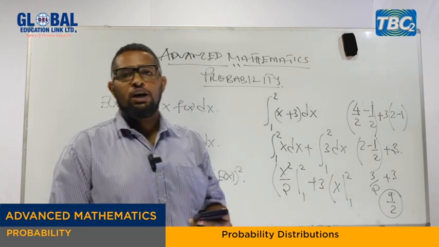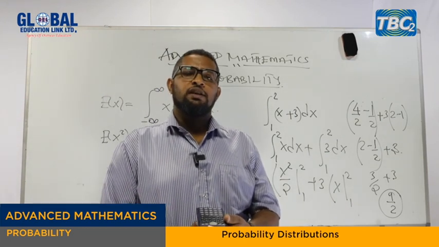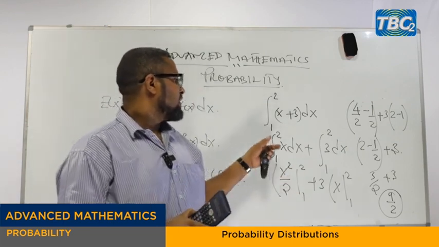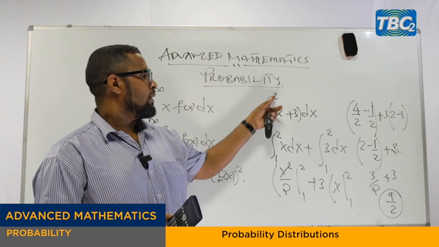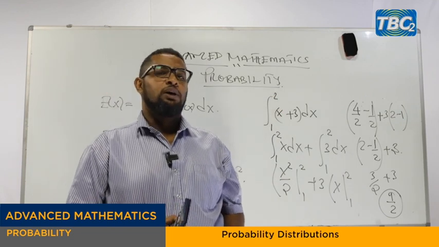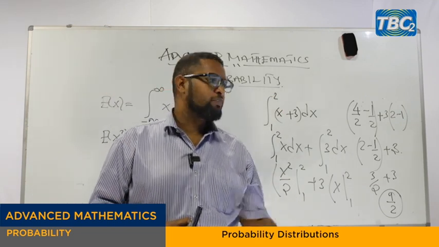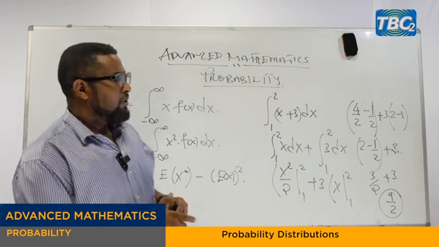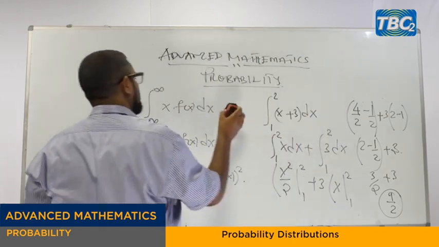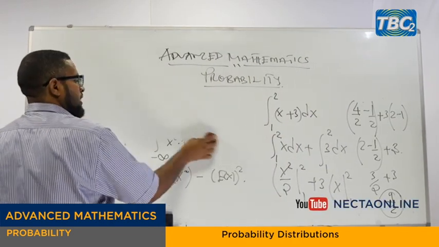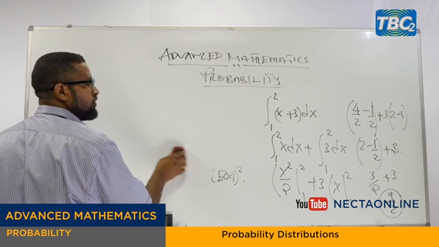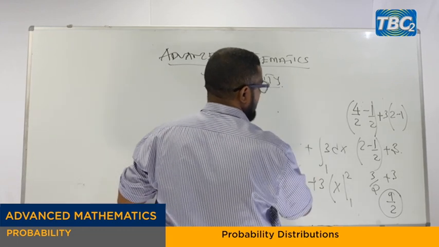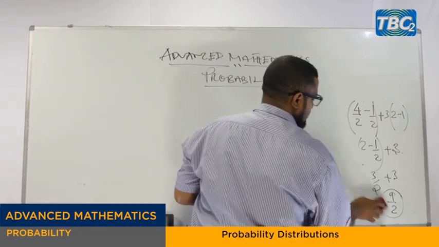Now we have seen how to integrate a definite integral, or an integral with given limits, like this one, 1 up to 2. Now let's go back to our example that is displayed on the screen. Example number 1. Remember, we are revising on discrete random variable. That is our main focus for today's lesson.